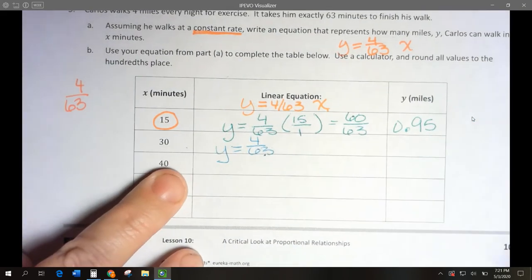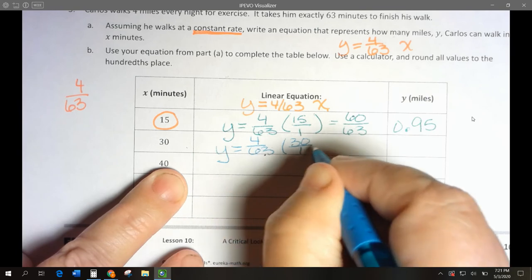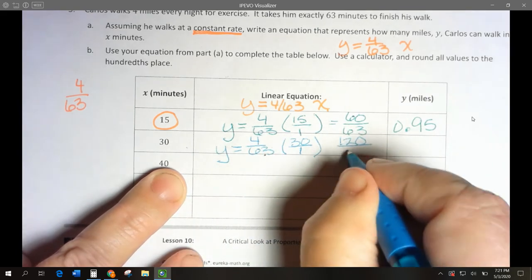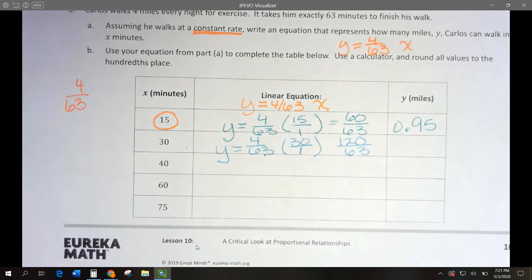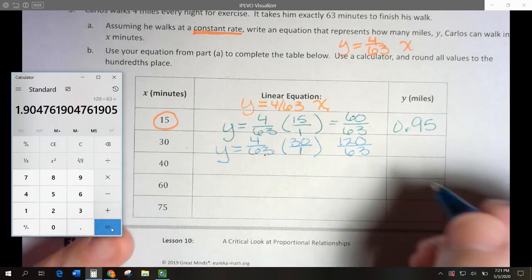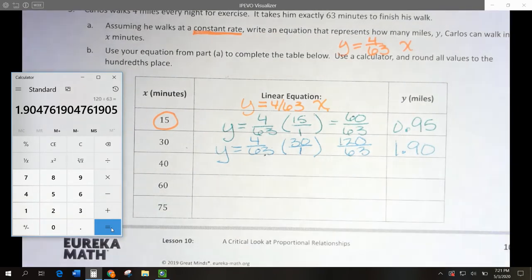Our x is 30. So we're going to make it 30 over 1 to do the multiplication. 4 times 30 is 120, divided by 63. So I can come over here to my calculator. 120 divided by 63, and we're going to get 1.90, or just 1.9.